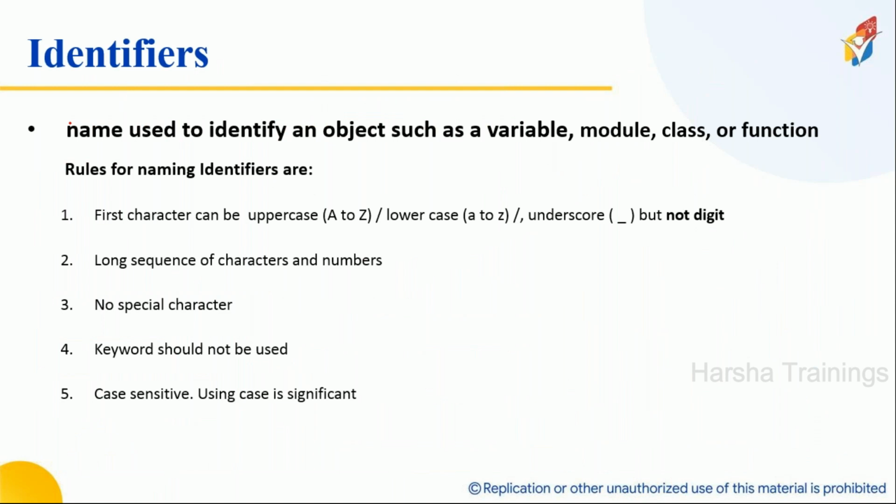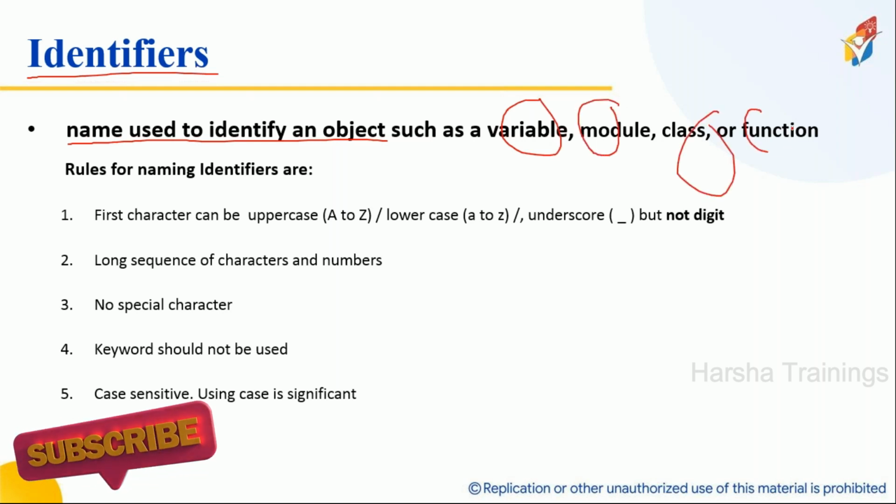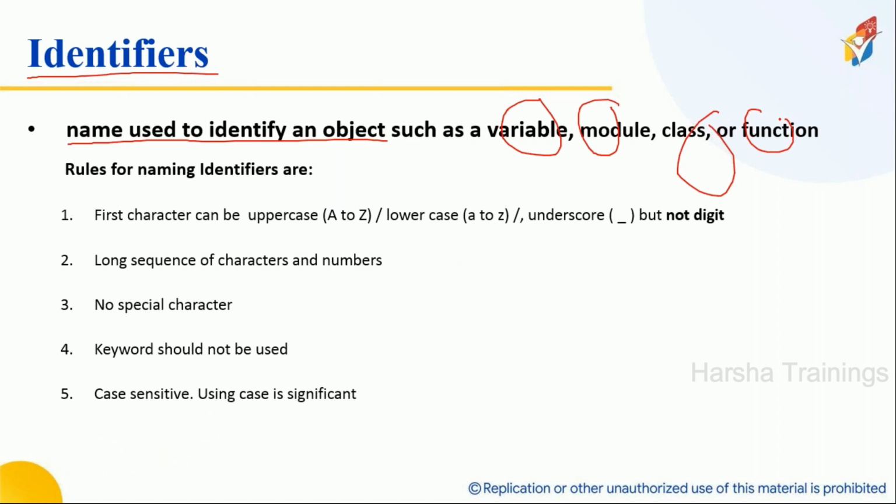Mostly I'm starting each and every topic from scratch. So first let me start my discussion with identifiers. Identifiers are the names used to identify an object, such as a variable, module, class, or function, anything, but I have to follow some rules. As a beginner, we should follow how to write identifiers.